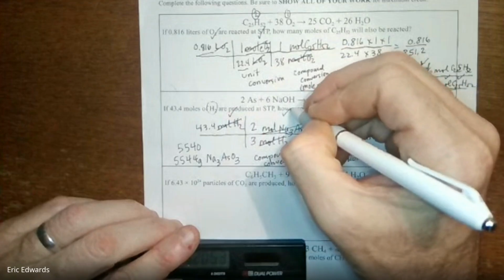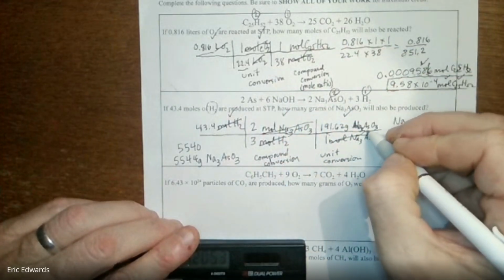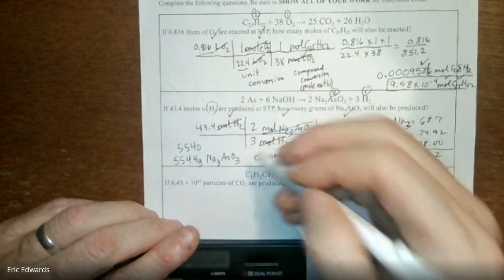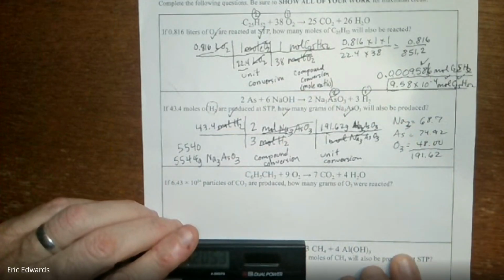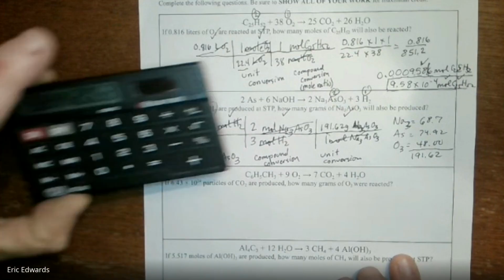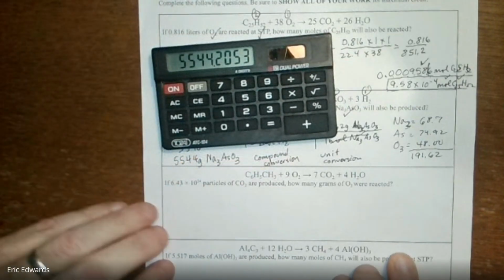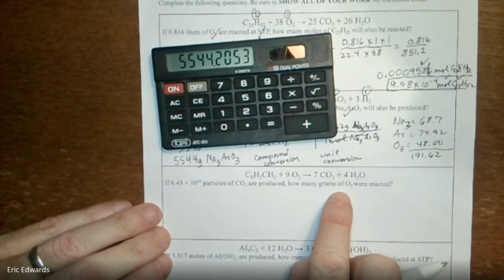And I've got that done. I've canceled out, and then I've put my answer down here. And that's the second one. All right, let's look at the third one now. The third one is particles to grams of O2.